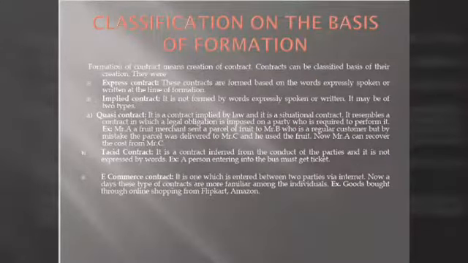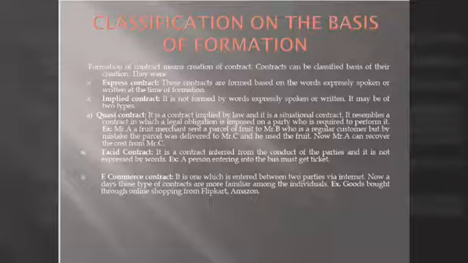The next classification of contract is on the basis of formation. What is formation? Formation means creation of contract. How a contract is formed is called formation. On the basis of formation, we can divide the contract into three types. Number one is express contract. Number two is implied contract. And number three is e-commerce contract. These are the three types of contracts.